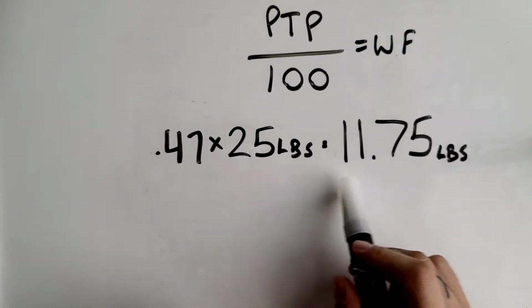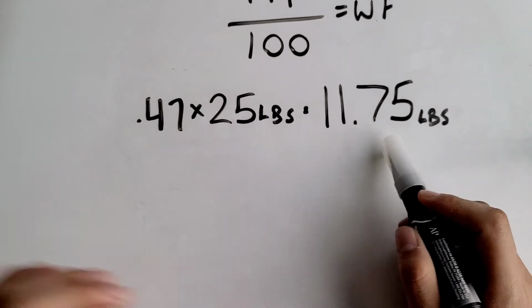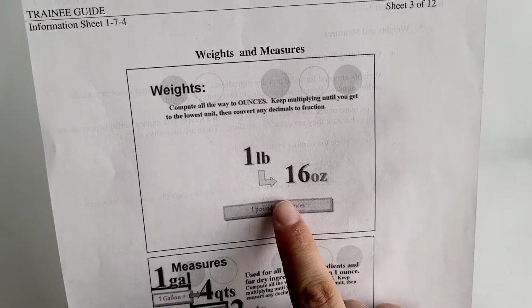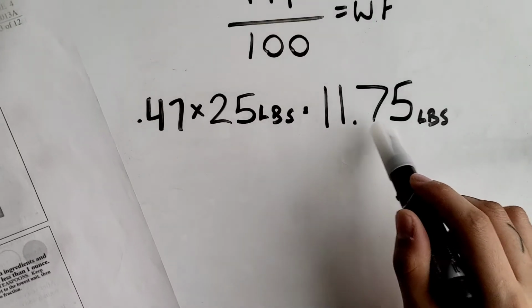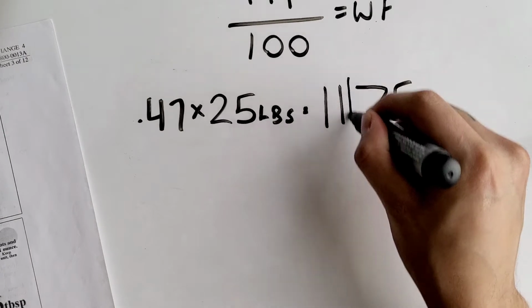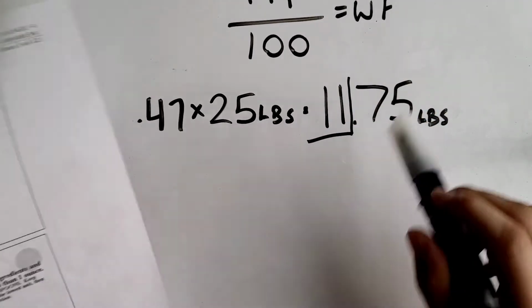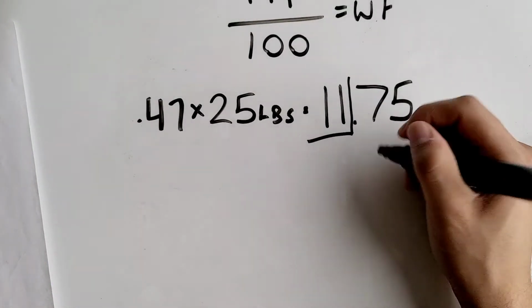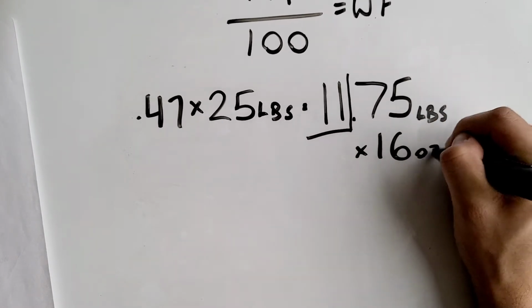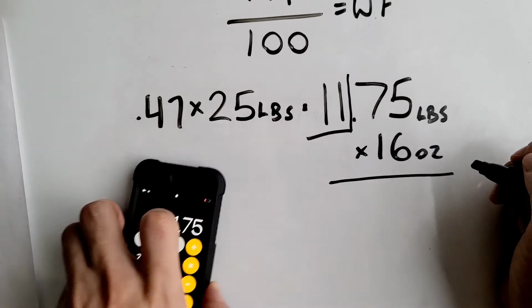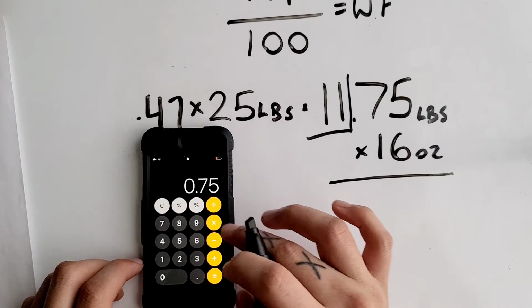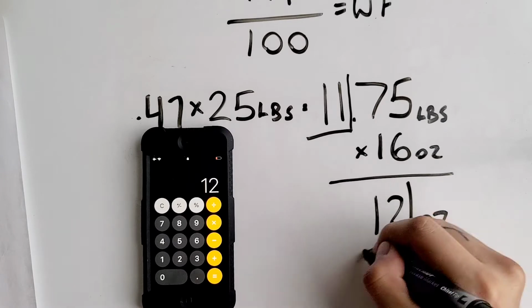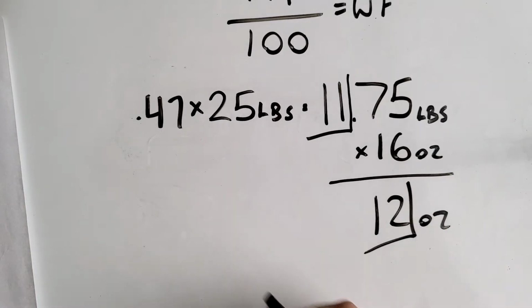So we can't leave it like this because of that decimal. We always try to get it to its lowest unit. And again, when it comes to weights, your lowest unit is ounces. So we're trying to convert this decimal into ounces. So we block off our whole number and multiply this pounds by whatever is under, which is your 16 ounces. So 0.75 times 16 ounces is 12. So again, block off your whole number. And that's it. That is your final answer.